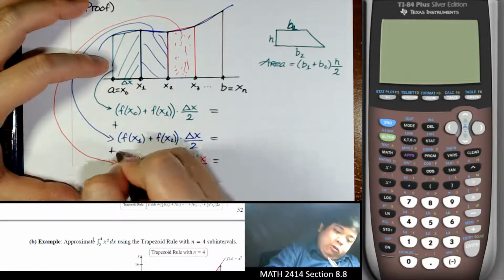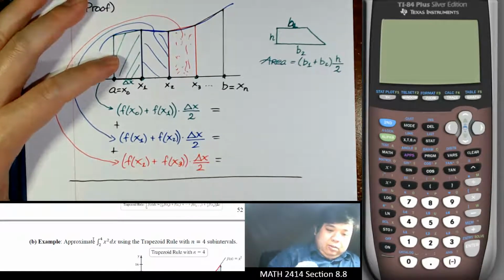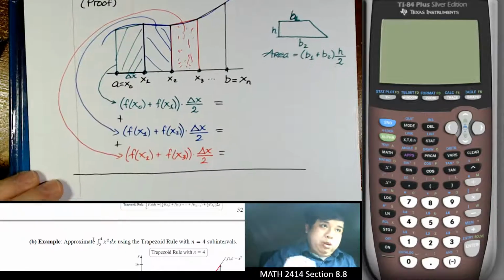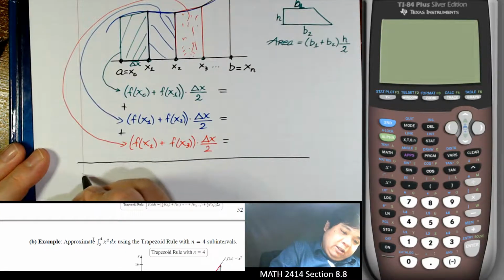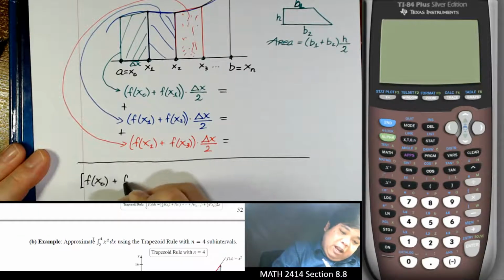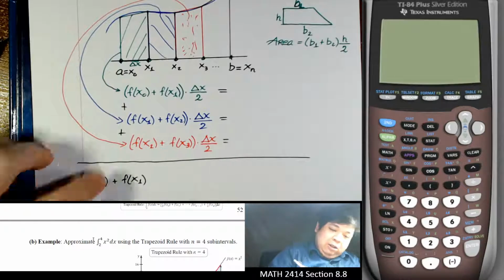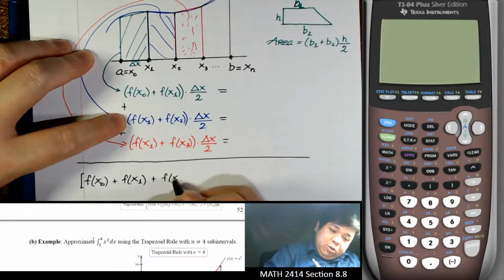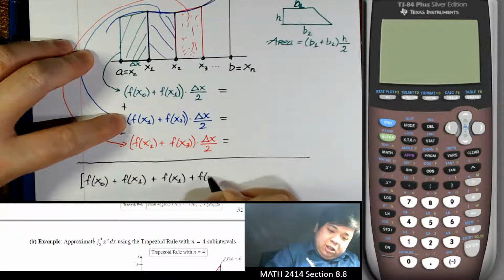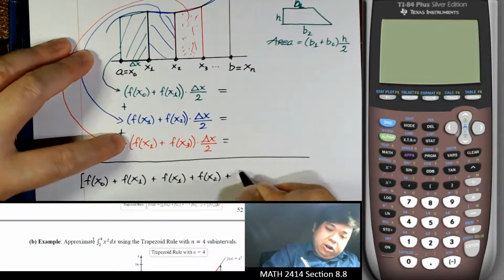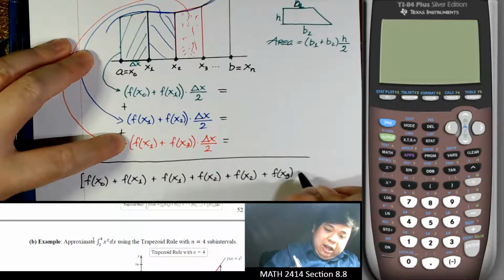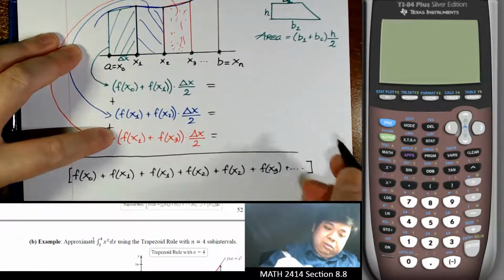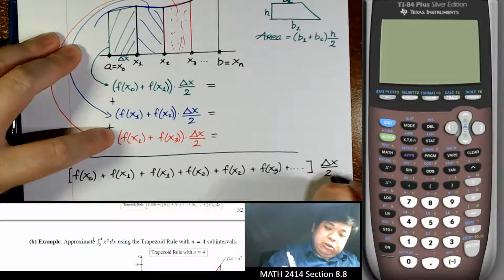And then when we add all of them up, we can factor out the delta x over 2. So what we have is f(x0) plus f(x1) for the first one. For the second one, f(x1) plus f(x2). For the third one, f(x2) plus f(x3), and then so on. Factor out delta x over 2.